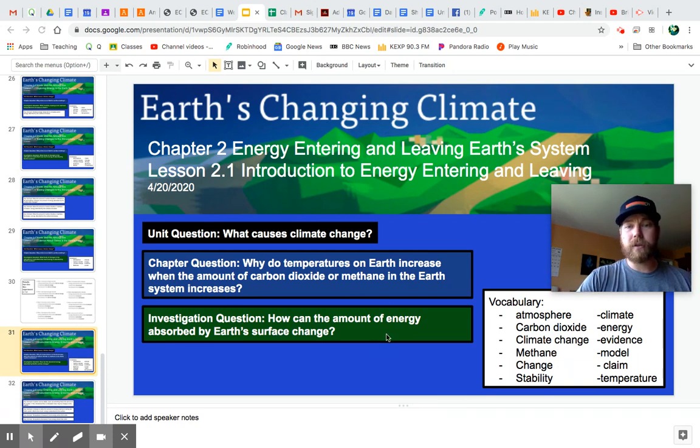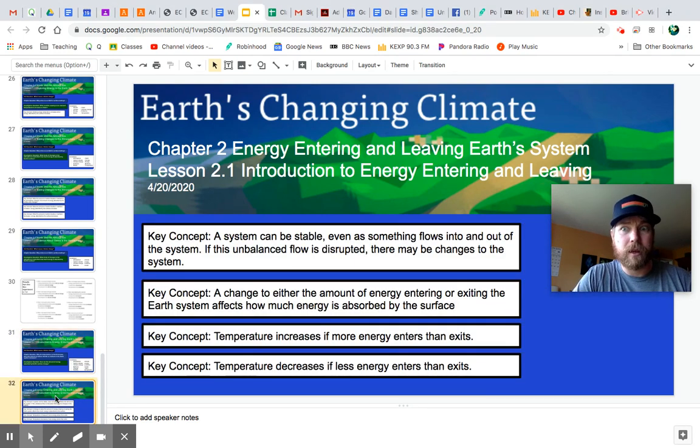Here are all our vocabulary words right there. Here are our key concepts on the next slide. Number one, a system can be stable even as something flows into and out of the system. If this balanced flow is disrupted, there may be changes to the system. So as long as it's the same going in and the same coming out, we have stability.